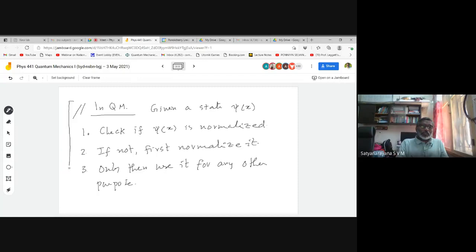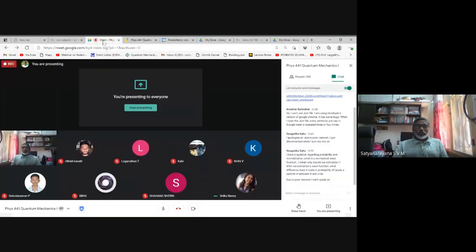So there is no question of what will happen to probability if we normalize the state, because you should not calculate probability with an unnormalized wave function. You should always calculate probability with a normalized wave function.